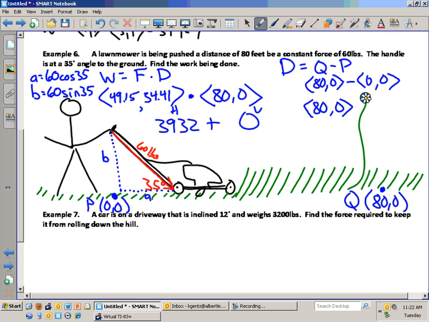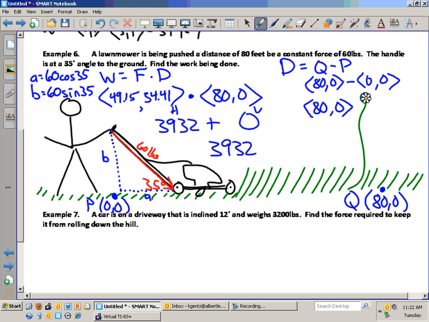True or false, we've applied some vertical force? True. We've applied 34.41 pounds of force down and 49.15 pounds of force horizontally. And that's made up of 60 pounds of force. But this is how it works out. Because there's been no change up or down in terms of the position of the lawnmower, our end result is 3,932. And here's how we write it.